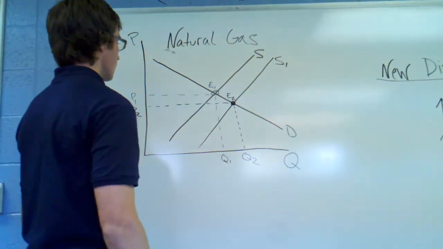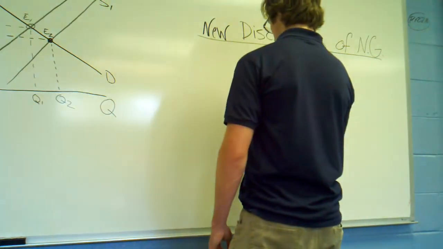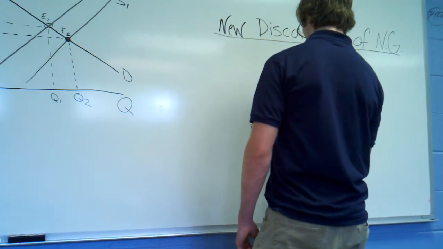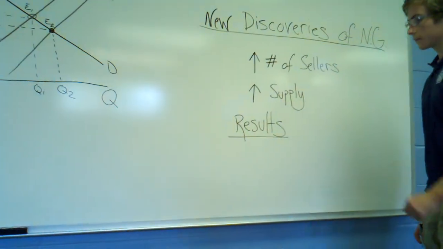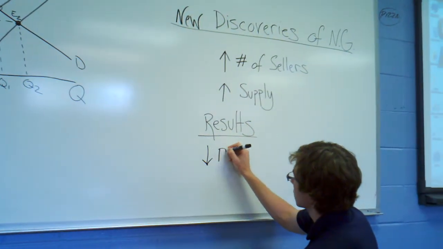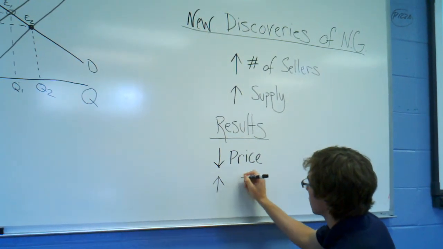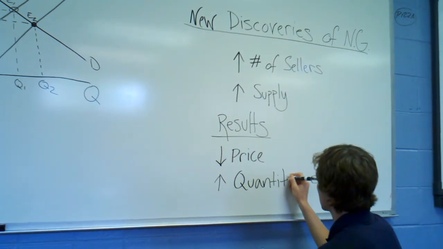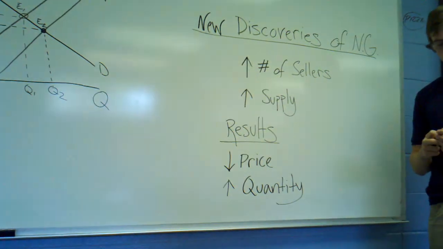Okay. And then we write the results underneath what we've already written over here. So what happened in the market? As we can see, price went down, so we write price and an arrow down, and quantity went up. Right, so an arrow down for price, and quantity went up. And that's exactly what happened lately over the last 6 months to a year. The natural gas market, the price of natural gas keeps plummeting because we keep discovering more and more natural gas.